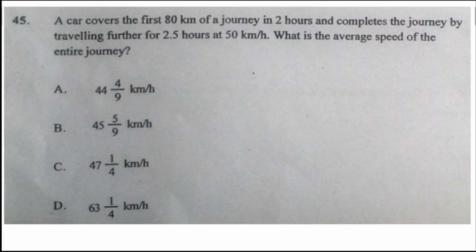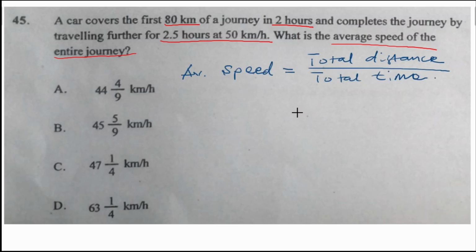There are certain key facts we would like to take from this question. The first of all is that the first part of the journey was 80 kilometers and that was covered in 2 hours. And also, the last part of the journey, which was traveled in 2.5 hours, was done at a speed of 50 kilometers per hour. And then the last part we would like to talk about is the average speed of the entire journey. We start with what average speed is. Average speed is total distance over total time.